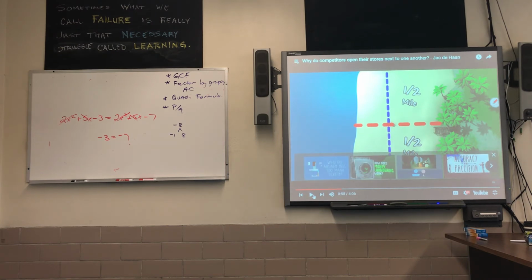That's kind of what we talked about, right? If I have a business, I want to put it in the middle, right? That's the best spot to attract both sets of population.